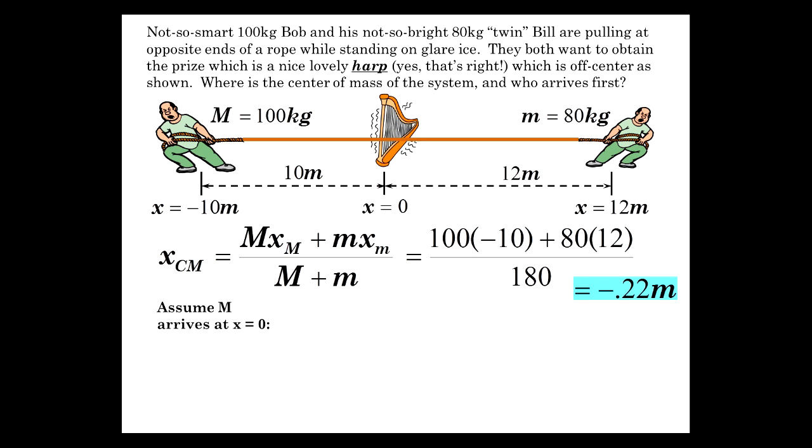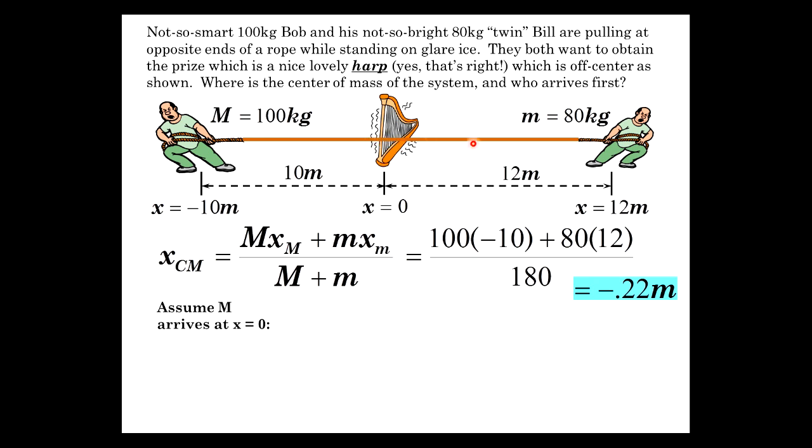Now I'm going to let you in on a little secret. It turns out, and you might expect this even, that as they pull on this rope, they are going to meet at the center of mass. So that tells you who wins. But we don't necessarily know that yet, so let's assume, for the sake of argument, that Bob arrives at x equals 0 first.